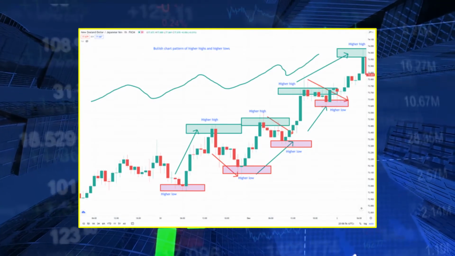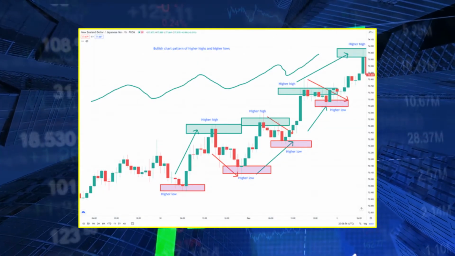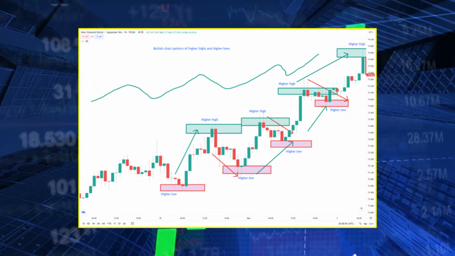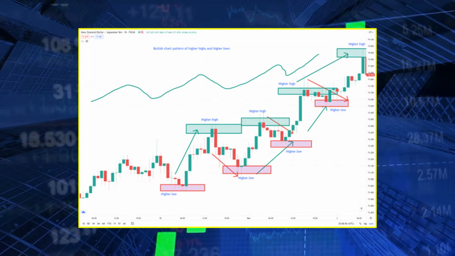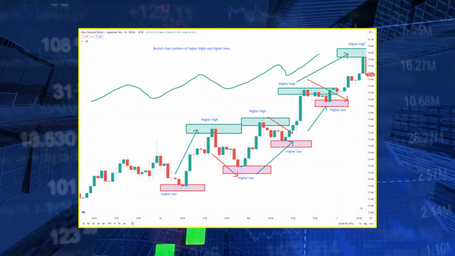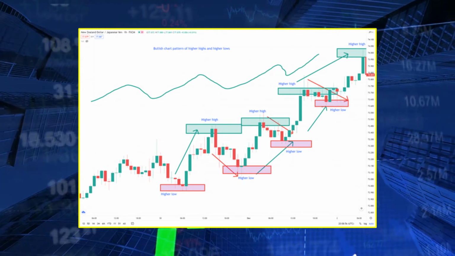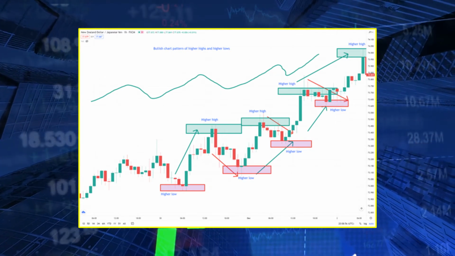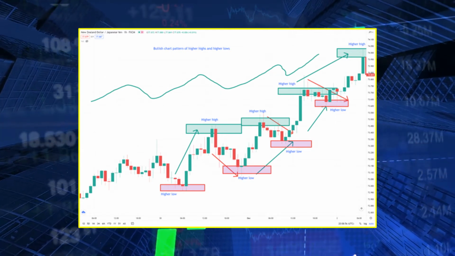Here we have the Kiwi yen on the 1-hour timeframe, and as we can see, this is also trending to the upside. Again, we have pullbacks along the way. However, the price action is still in a structure, moving upwards. This structure consists of higher highs and higher lows.